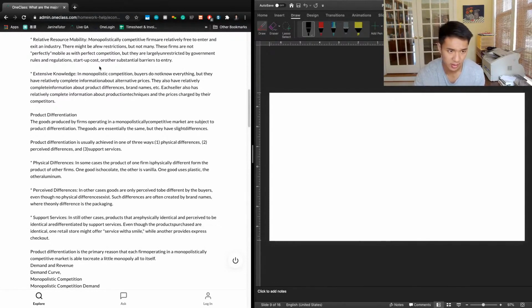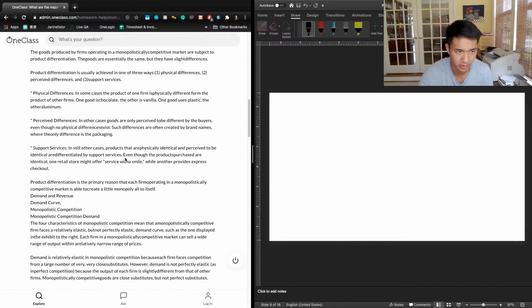Number 4, extensive knowledge in monopolistic competition. Buyers do not know everything, but they have relatively complete information about alternative prices. They also have relatively complete information about product differences, brand names, etc. Each seller also has relatively complete information about production techniques and the prices charged by their competitors.